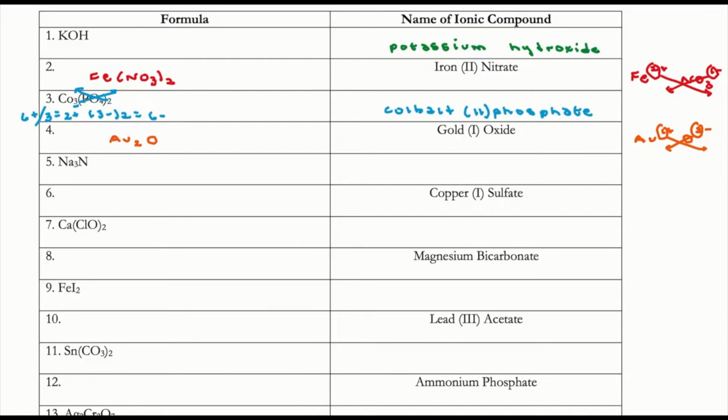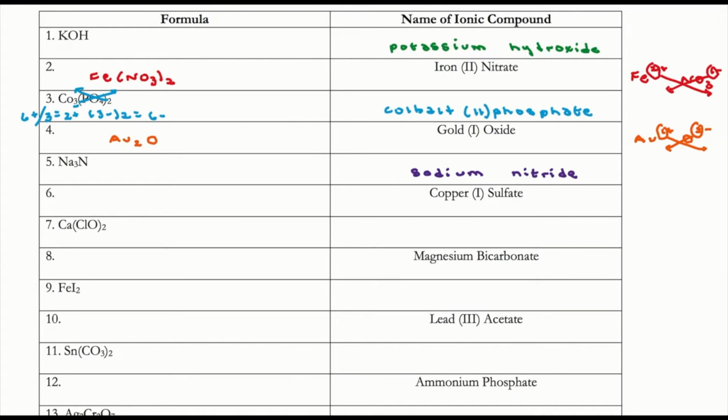Okay, let's work on the next one. Sodium and nitrogen. So it's going to be sodium. I'm going to leave a space in case I need to put the charge. And nitrogen becomes nitride. Remember, you need to add an IDE ending if you have just a non-metal and not a polyatomic ion. If you look at sodium on the periodic table, it is a group 1 metal. So I know its charge always, so I'm not going to include the charge when I'm writing its name.